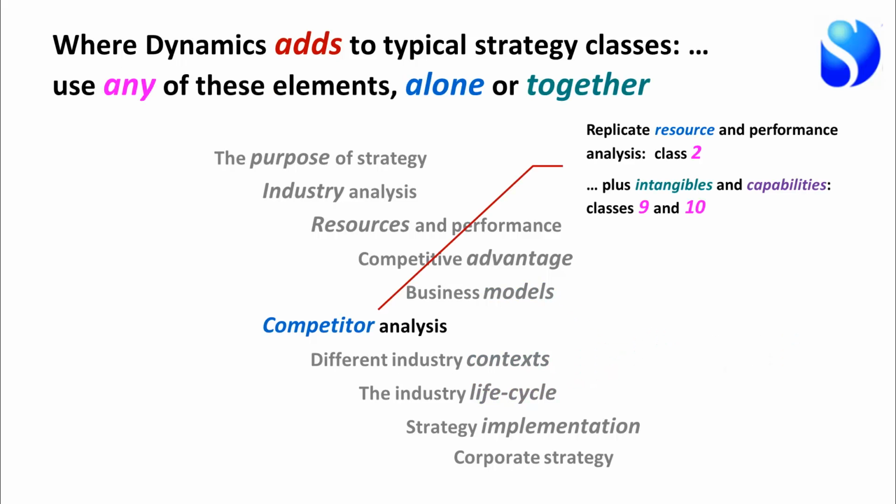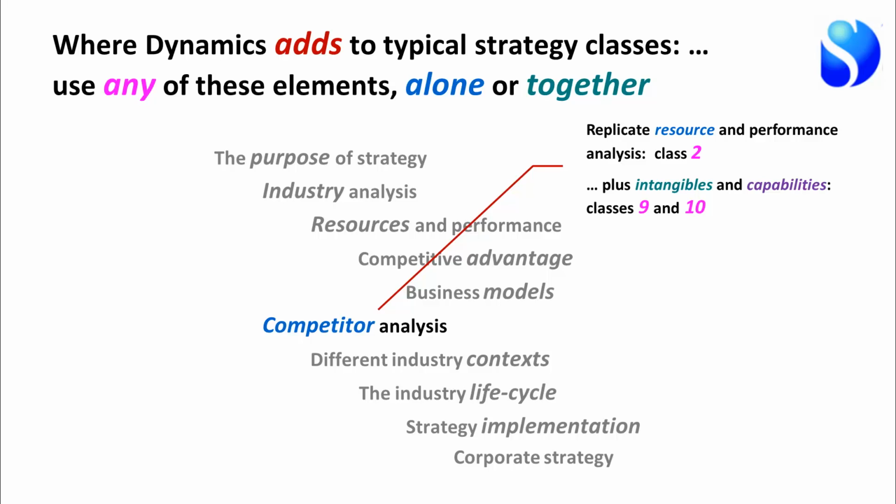If you want to focus on analysing and understanding particular competitors, then a place to start is simply to replicate the static resource and performance analysis that we cover in class 2. If you know what our resources and our performance are today and how that's changed over the past, then you can put the competitors' numbers into the same analysis. And if you want to go on and do that with intangibles and capabilities, then you can use the way we've specified those in classes 9 and 10. The big difference and the big added value that we bring with this approach is that we're not just explaining what that relationship is today, we are also explaining how the relationship has been changing in the past and might change out into the future.